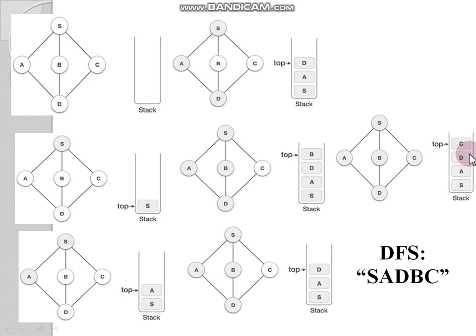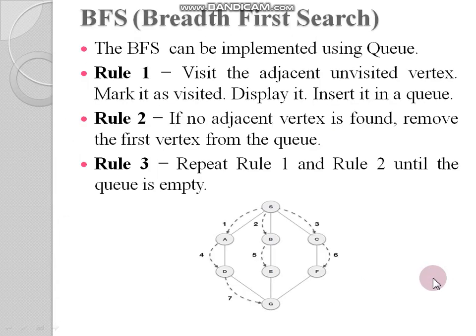C does not have any unvisited adjacent node. So we pop the stack until we find a node that has an unvisited adjacent node. There is none, and we keep popping until the stack is empty. If the DFS is initiated from vertex S, then the vertices of the graph are visited in the order S, A, D, B and C.